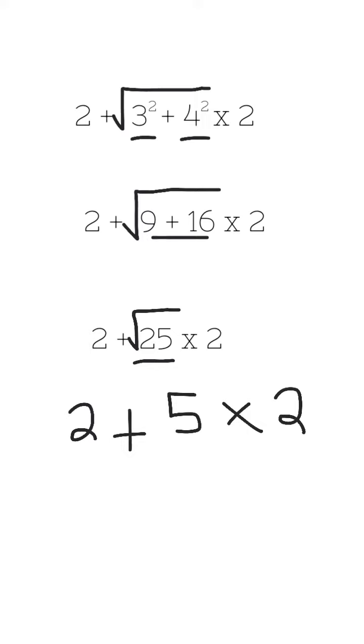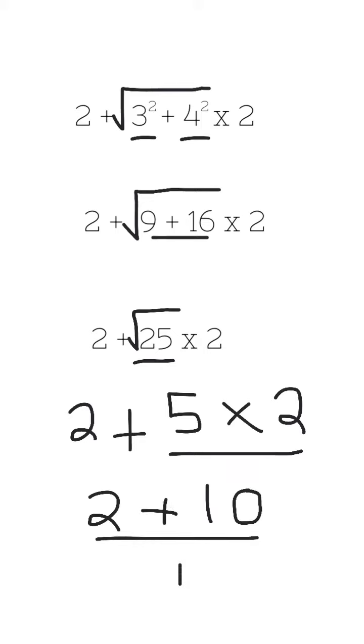I don't have any more groupings, and I don't have any exponents. So now I need to multiply or divide. So I have multiplication. 5 times 2 is 10. And I have 2 plus. So 2 plus 10, my last step, is 12.